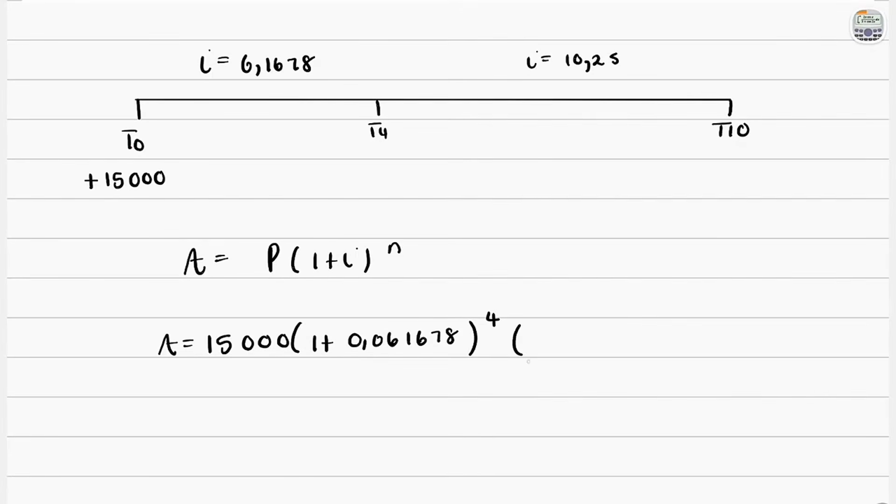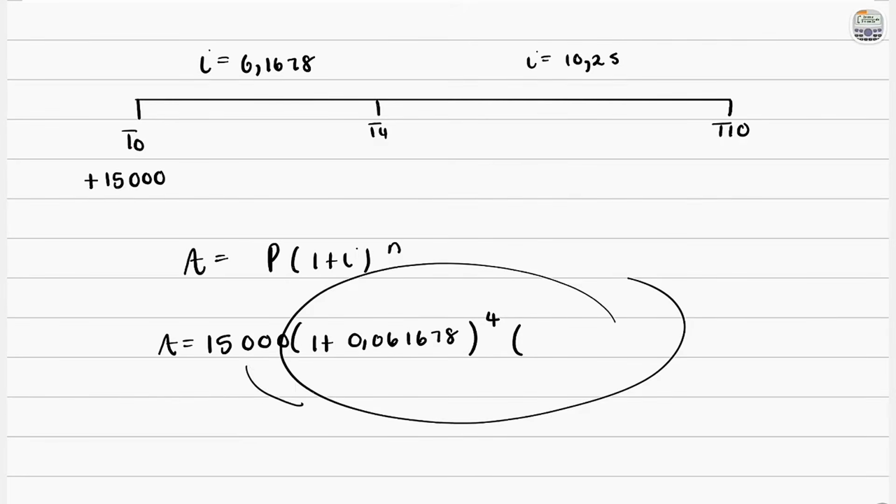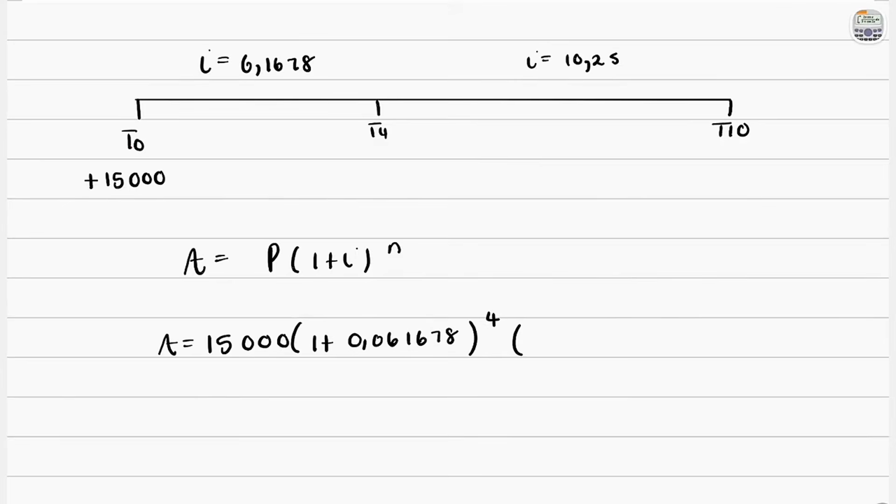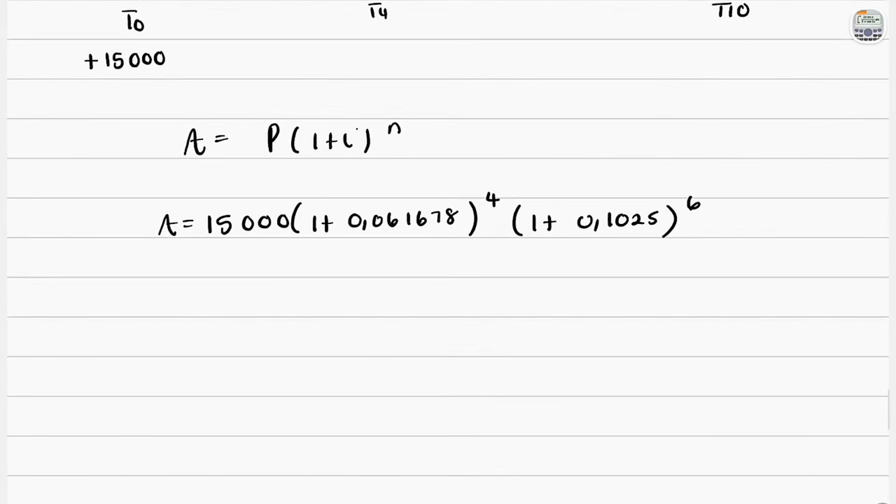So you're multiplying, okay, so that it has both interest attached to 15,000. So 1 plus 0.1025 raised to the power of, that stayed for the remaining 6 years. So raised to the power of 6. And that is what we have.